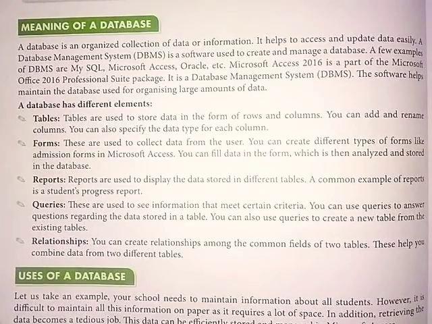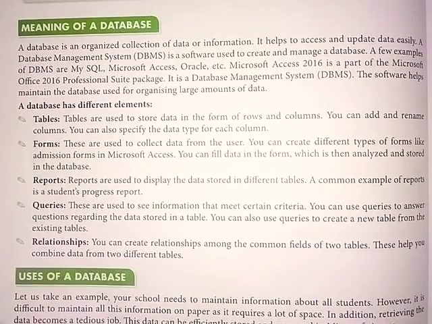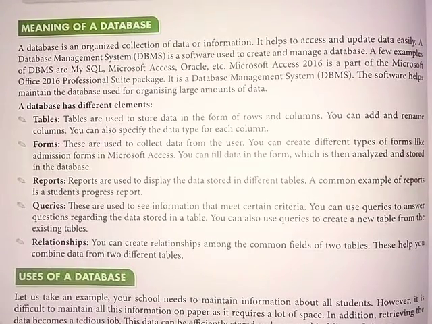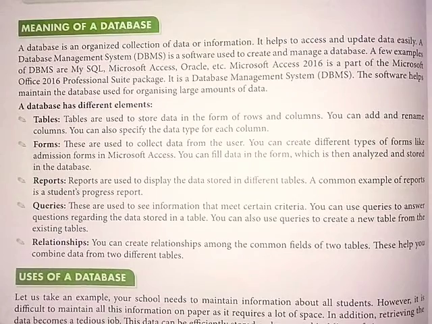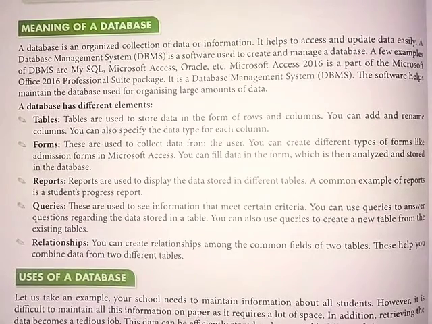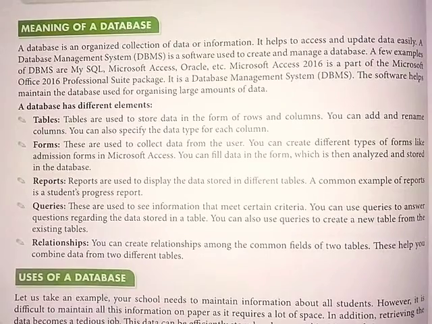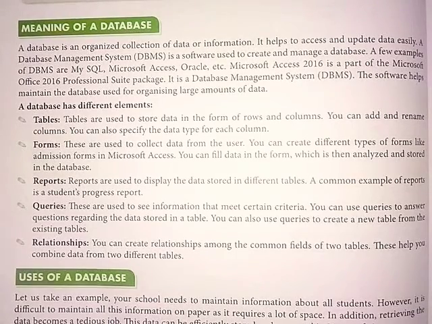Meaning of database. A database is an organized collection of data or information. It helps to access and update data easily. A database management system, DBMS, is a software used to create and manage a database. A few examples of DBMS are MySQL, Microsoft Access, Oracle, etc.